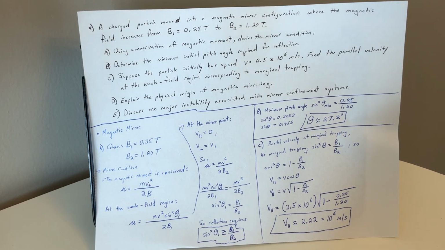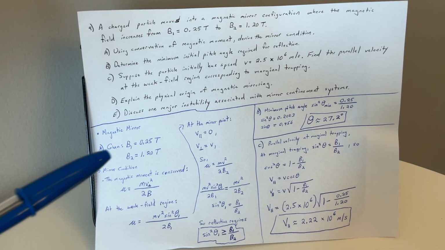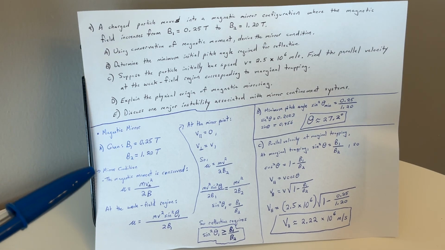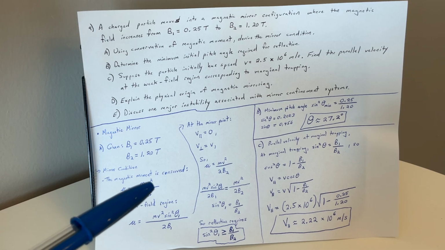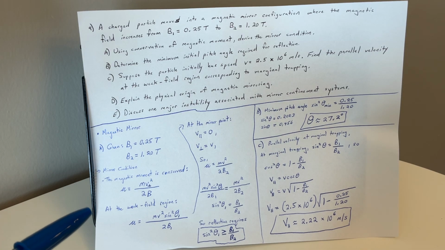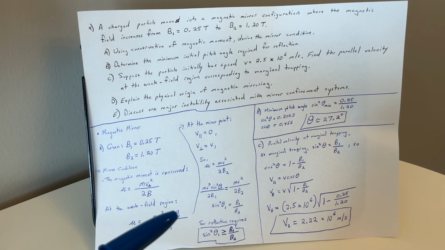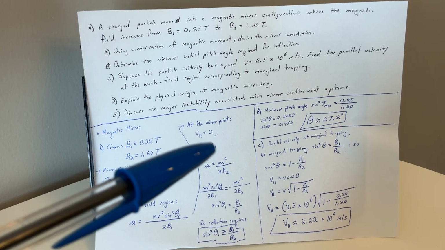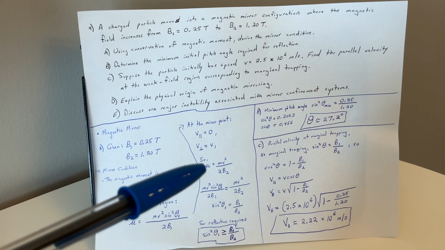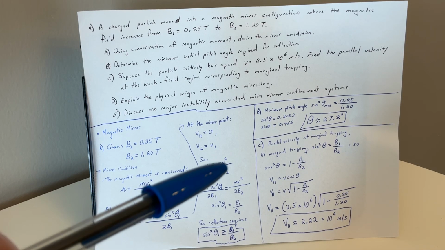All right, so magnetic mirror problem. Take what we're given for B sub 1 and B sub 2. Mirror condition, magnetic moment is conserved. When we have mu equals m v perpendicular squared over 2B. And at the weak field region, mu is m v squared sine squared theta sub 1 over 2B sub 1. Now at the mirror point, v sub parallel equals 0, and v sub perpendicular is v sub 1. So our mu equals m v squared over 2B sub 2.